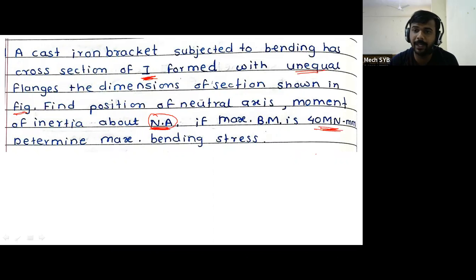If the maximum bending moment is 40 mega Newton mm, determine the maximum bending stress. So this bending stress value, along with the position of the neutral axis, we have to calculate. That means we have to calculate the y bar distance from the bottom side.